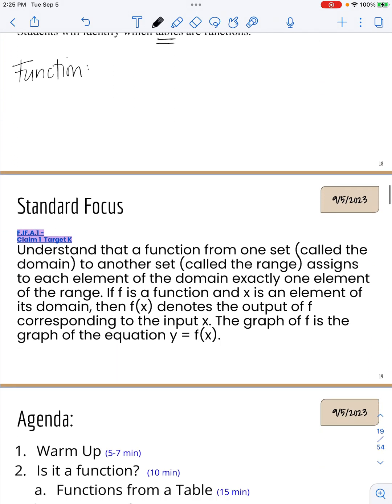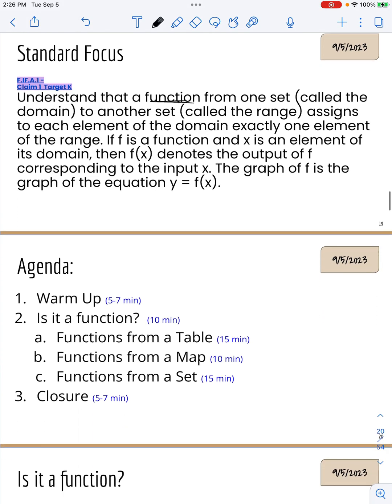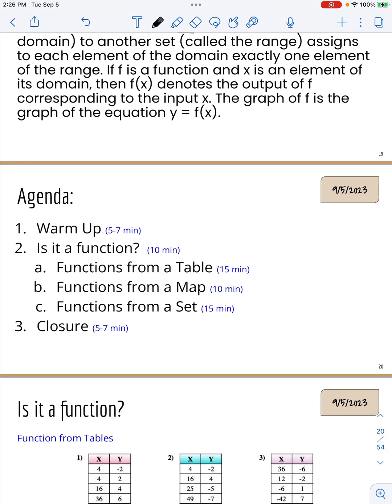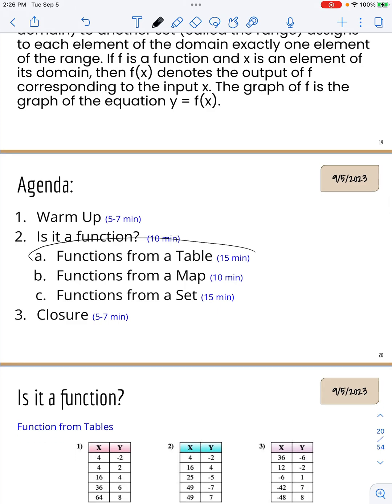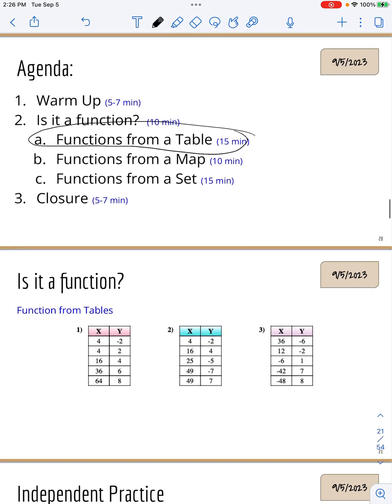So let me continue. We're still focusing on that same standard that we were doing the day of the function machines. Sorry, the soda machine. We are focusing on functions. So this is kind of our agenda. I don't think we're gonna get through the whole thing. I think we're only gonna focus on the tables, okay? So let's start with some examples.